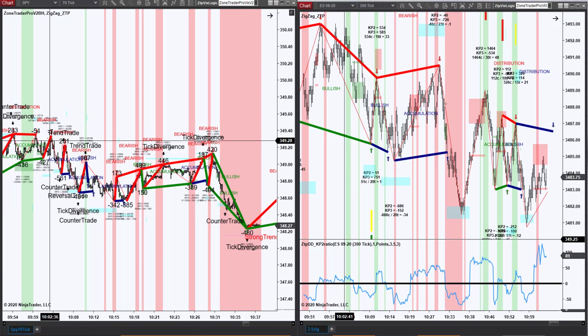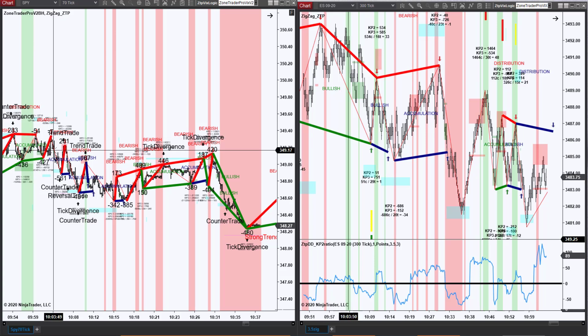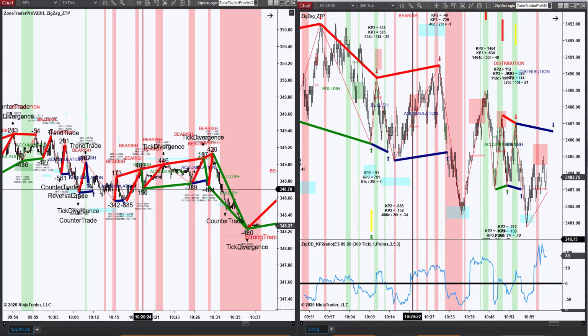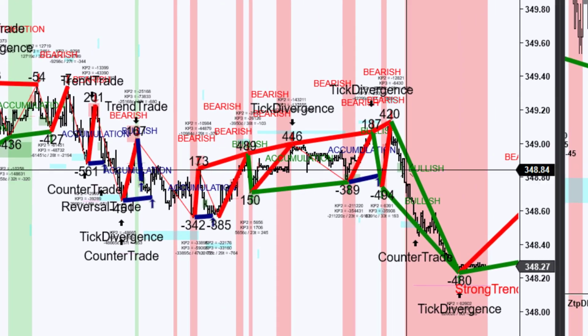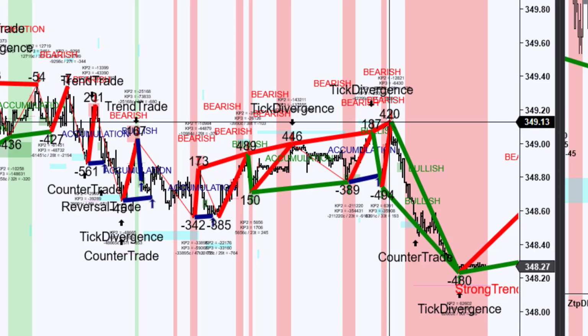A little earlier in the morning, approximately 10 o'clock, we had a sell-off, and as you can see, we had a series of SPY divergences here taking us down, and then we had a really nice SPY trade here where we also had tick divergence giving us a signal here.